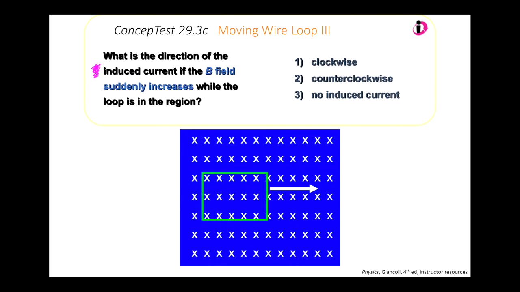The magnetic field is suddenly increasing while the loop is in the region. It is not going to like that, so it's going to try to cancel out the increase by creating an induced magnetic field the other direction, which gives me an induced current that way. So we're back to counterclockwise.